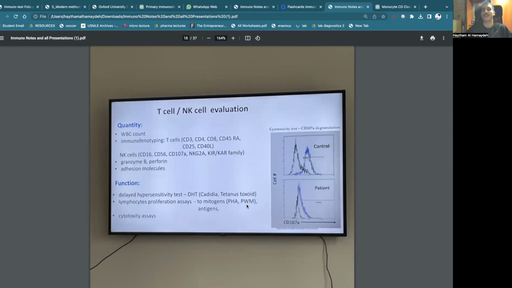And finally, the functionality can be tested by delayed hypersensitivity test, lymphoid proliferation test that we have already studied before, activating those cells by mitogen and antigens, and then using maybe, let's say, CFSE or BrdU, or what it was called, tritium labeled thymidine. Or you can also test the cytotoxicity assays such as chromium, for example, or MTT or flow cytometry.